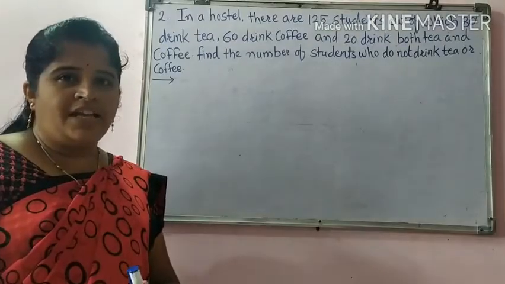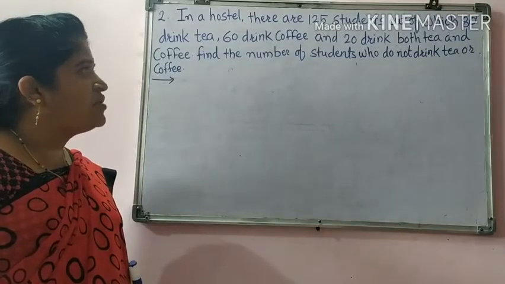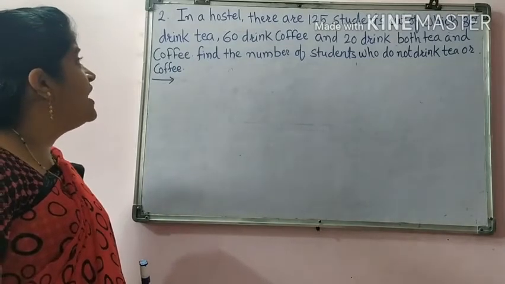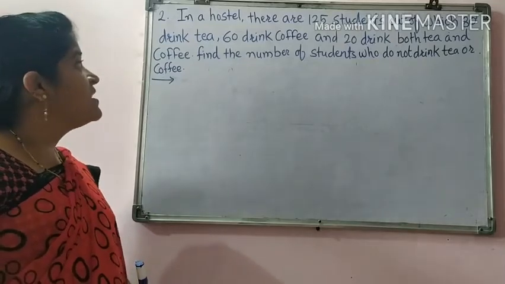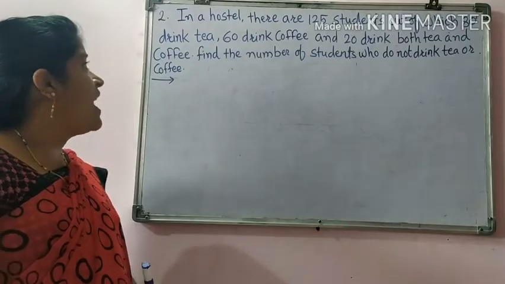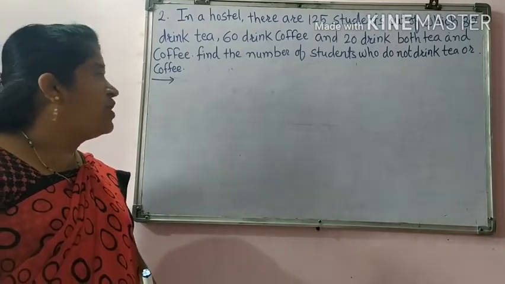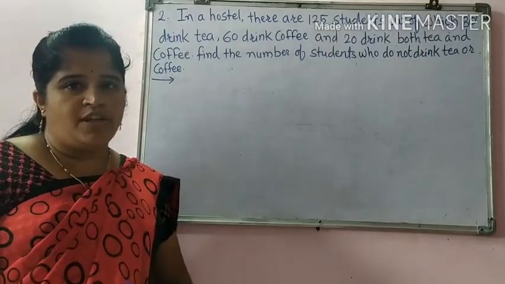Let us see second example. In a hostel there are 125 students, out of which 80 drink tea, 60 drink coffee and 20 drink both tea and coffee. Find the number of students who do not drink tea or coffee.